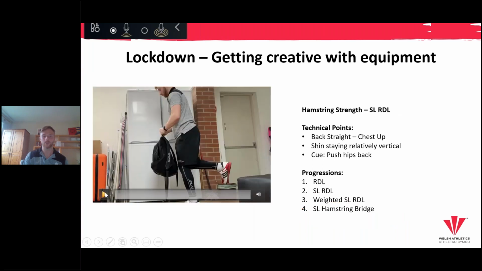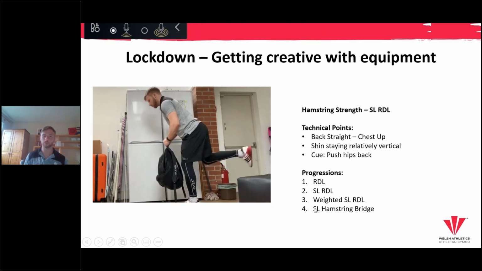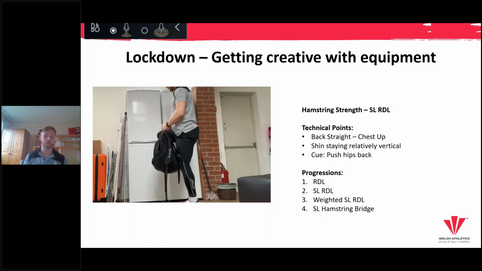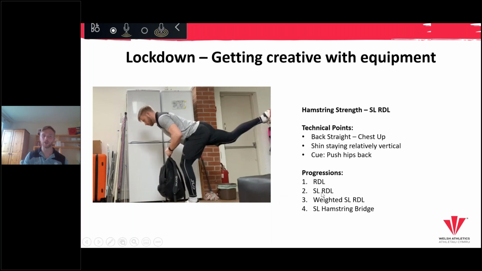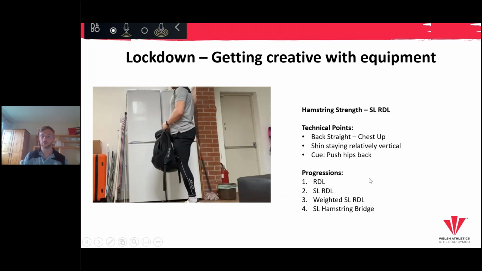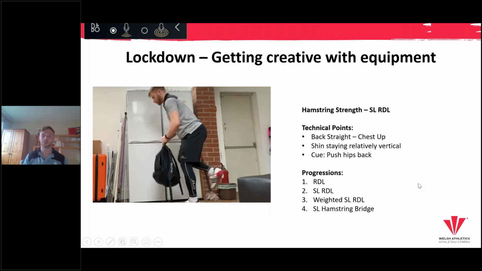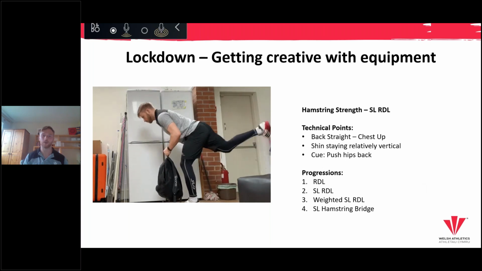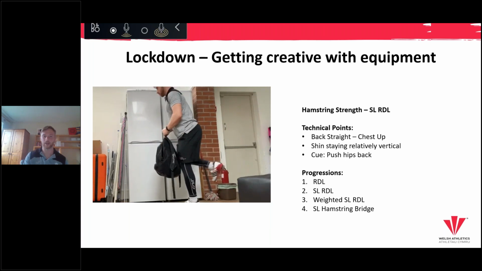Hamstring strength, so looking at muscular balance now. Hamstrings are especially important if you want to do any sprints with your athletes, obviously, and also just for producing power in a horizontal direction. So even any event can benefit from all this. My technical points here: my back straight, my chest up, my shin staying relatively vertical, and the cue that I might use, push your hips back. So that's a single leg RDL version. You can also do a double leg version.